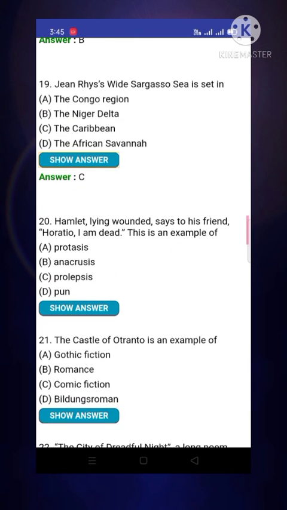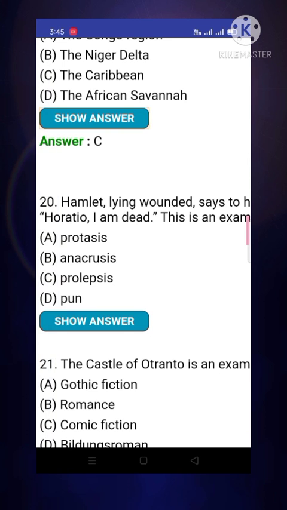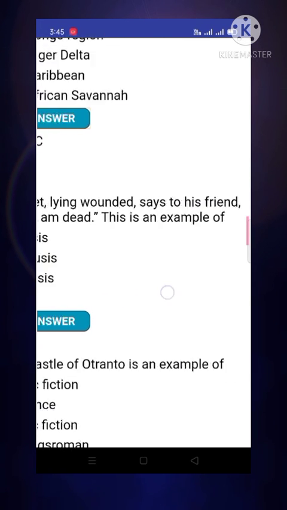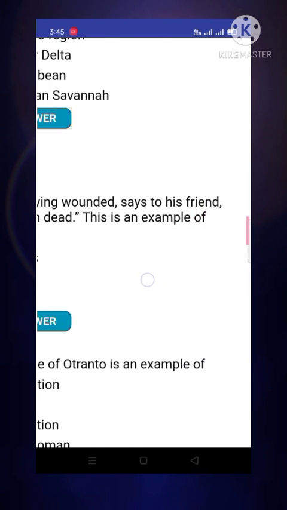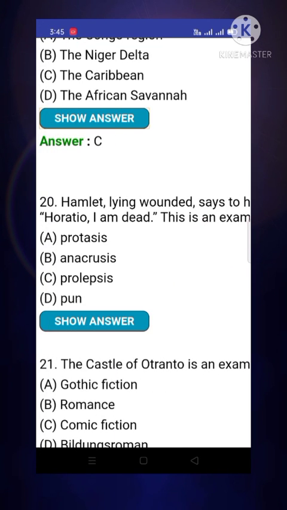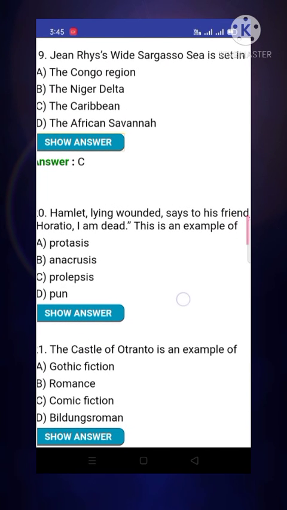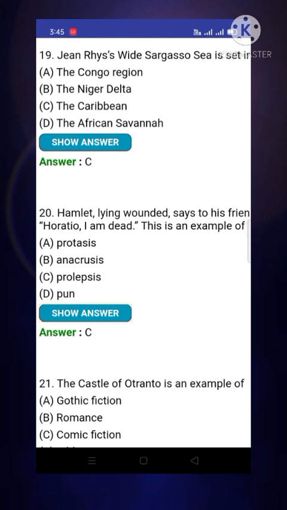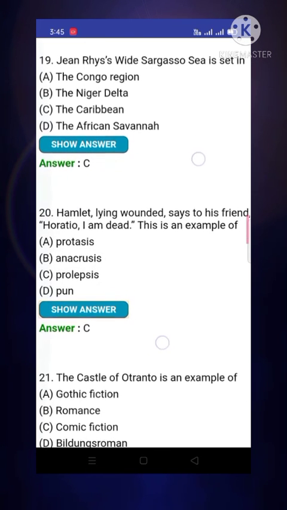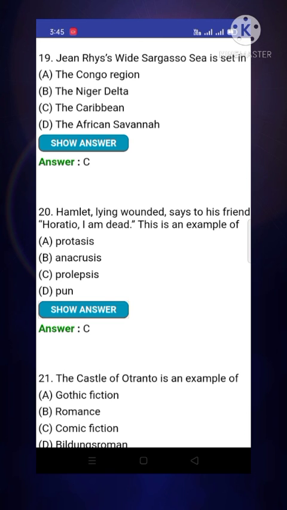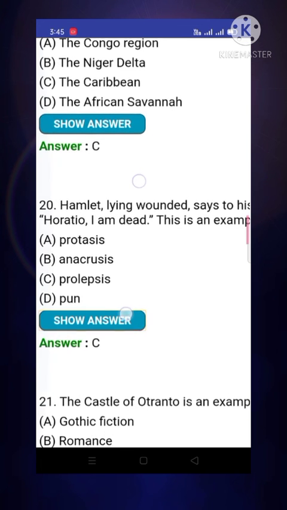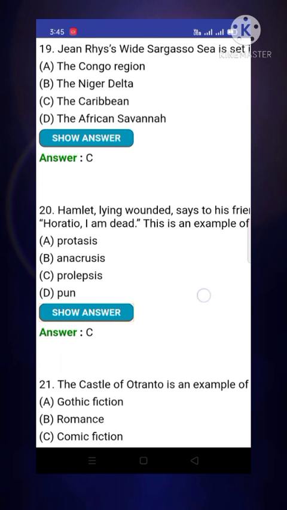Last question, the 20th question: Hamlet, lying wounded, says to his friend Horatio, I am dead. This is an example of prolepsis. It is a kind of figure of speech. Hamlet lying wounded says to his friend Horatio, I am dead. This is an example of prolepsis.